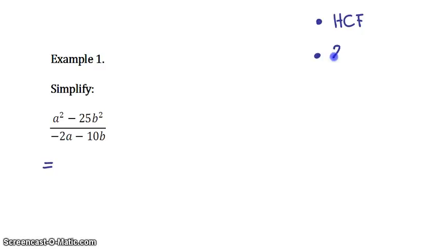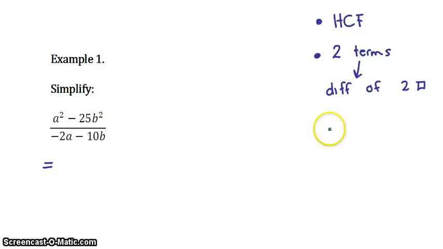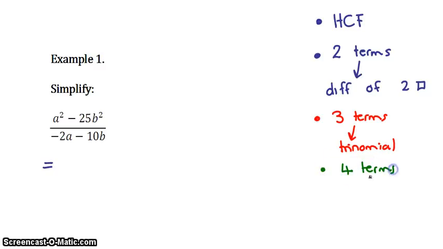I check how many terms do I have. If I have 2 terms, the possibility is it could be a difference of 2 squares. Now, you don't only get difference of 2 squares with 2 terms, but it's very common. If it's 3 terms, it is possibly and most likely a trinomial pattern. And then the last thing is, if it's 4 terms, in all likelihood, I should use grouping. Now, these aren't rules that work every single time, but they help me a lot to figure out what pattern I should be looking for with factorizing. So we always check for our highest common factor first.